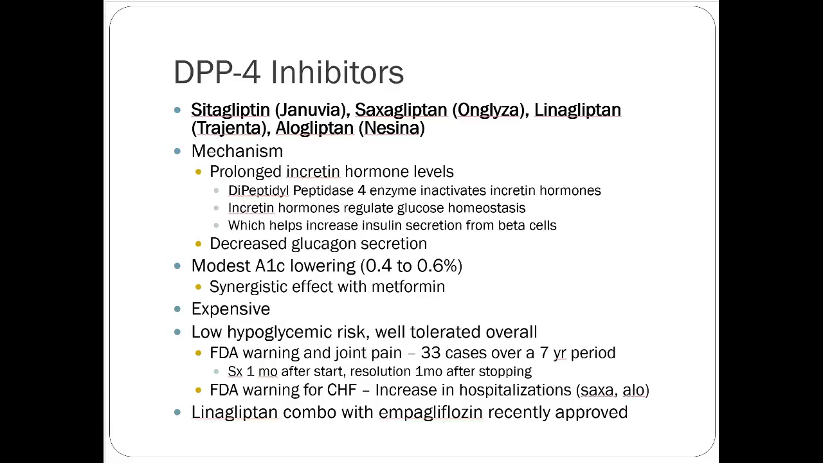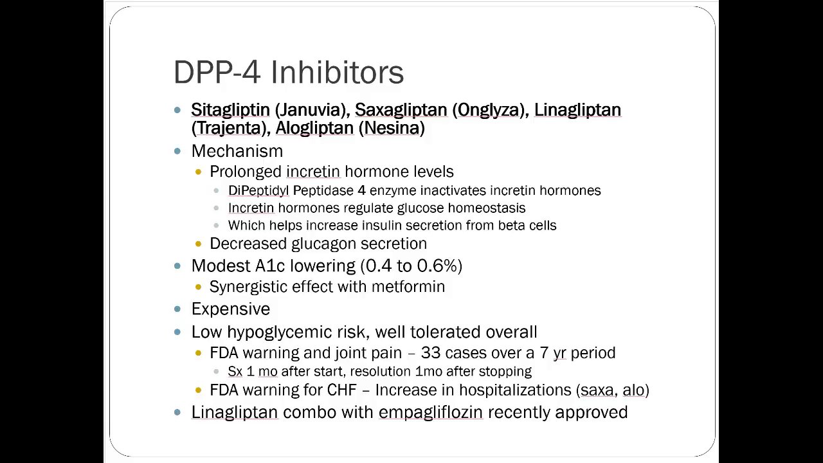DPP-4 inhibitors are listed there. They're the gliptin drugs. So what they are, the mechanism: DPP-4 is the dipeptidyl peptidase 4 enzyme, which inactivates incretin hormones. Incretin is responsible for regulating glucose homeostasis. So it ends up helping with increased insulin secretion from beta cells.